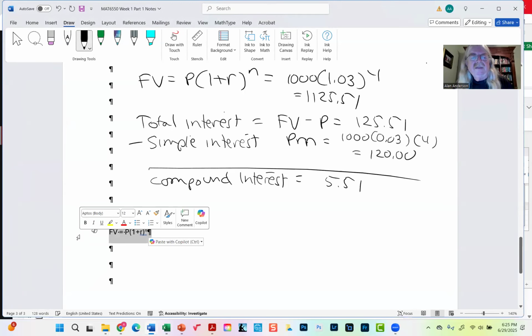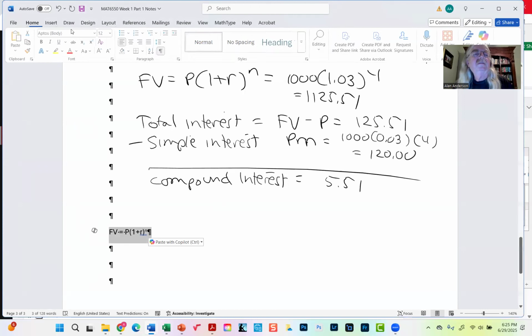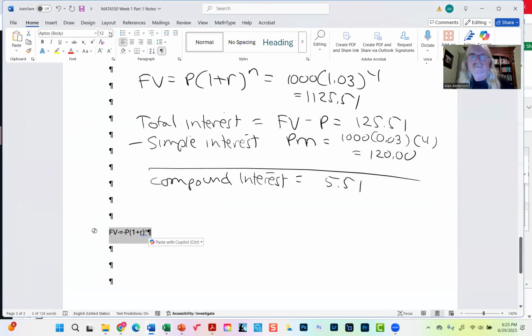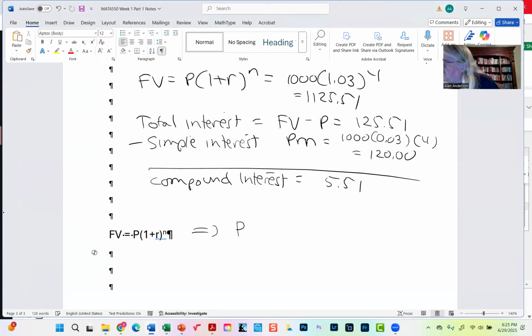All right, make this just a little bit bigger. So if you rearrange this algebraically, this implies that P equals FV over 1 plus R to the n power.